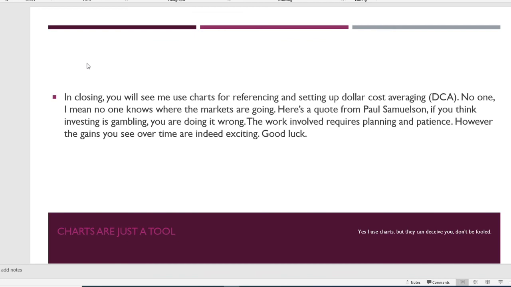So in closing, you'll see me use charts for referencing and setting up dollar cost averaging. No one, and I mean no one, knows where the markets are going. Here's a quote from Paul Samuelson: If you think investing is gambling, you're doing it wrong. The work involved requires planning and patience. However, the gains you see over time are indeed exciting.